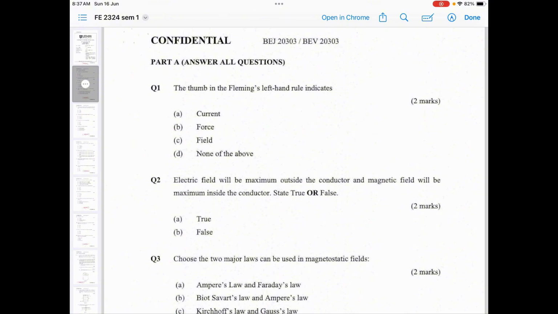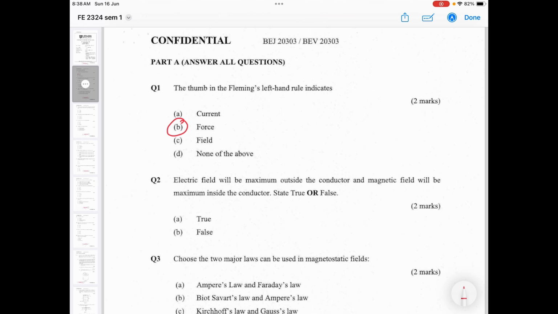The term in the Fleming's left hand rule indicates what? So the answer is it indicates the force. You can do some searching in Google, so it will explain to you what is the direction of the thumb and what is the direction of the other fingers. You can look at it.